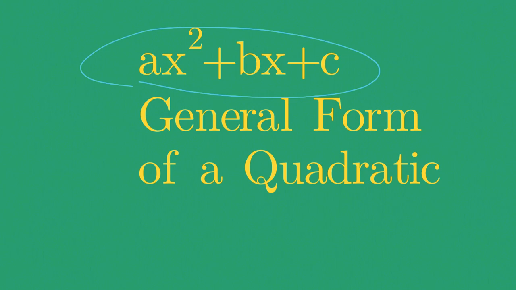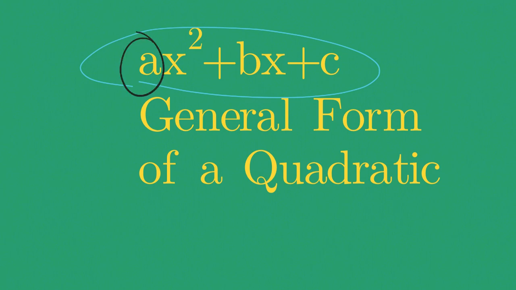Write that down right there: ax squared plus bx plus c. As I have written up there, guys, this is the general form of a quadratic. What's going to be important about this is we need to understand something.